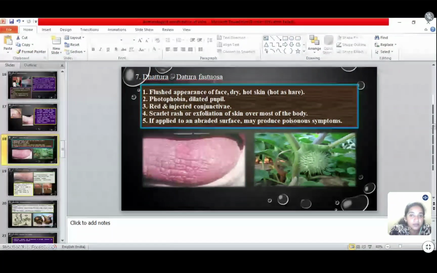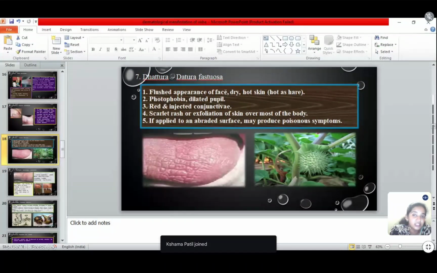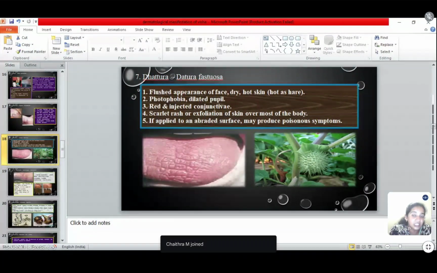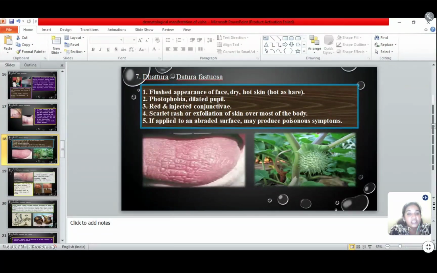Now, Dhatura. Dhatura is a delirium poison where you see 9 Ds. Flushed face, dry skin, hot as hair is the synonym or mnemonic given to it. Next, photophobia, dilated pupils, red and injected conjunctiva, and a scarlet rash. Here you can see, over the tongue, exfoliation of the skin over most of the body. And if it is applied on an abraded surface, that may produce poisonous symptoms in a case of Dhatura.